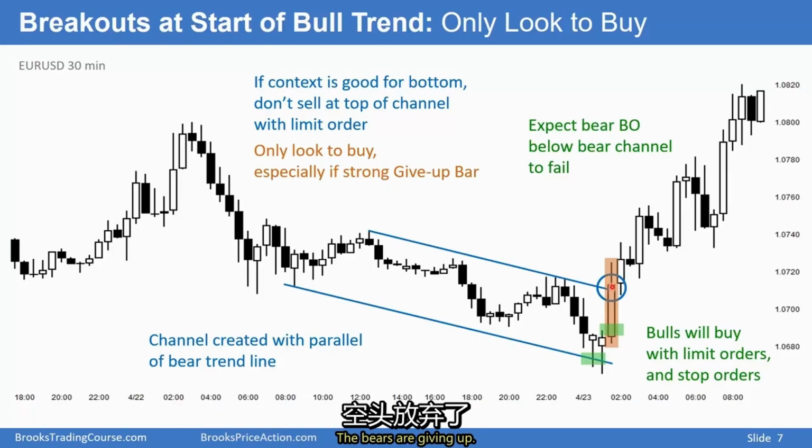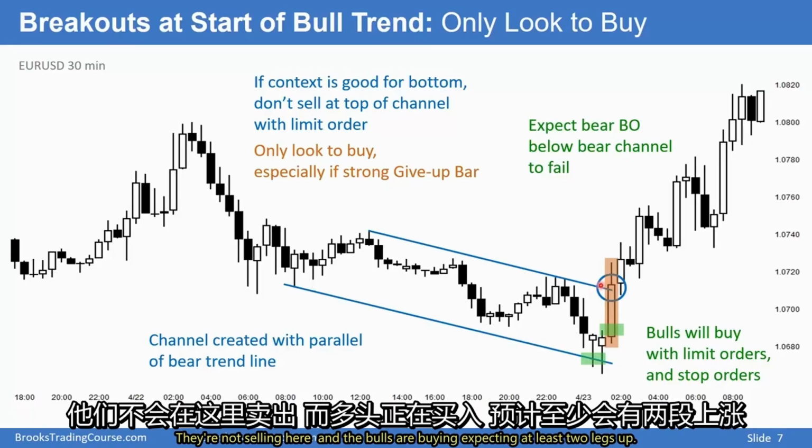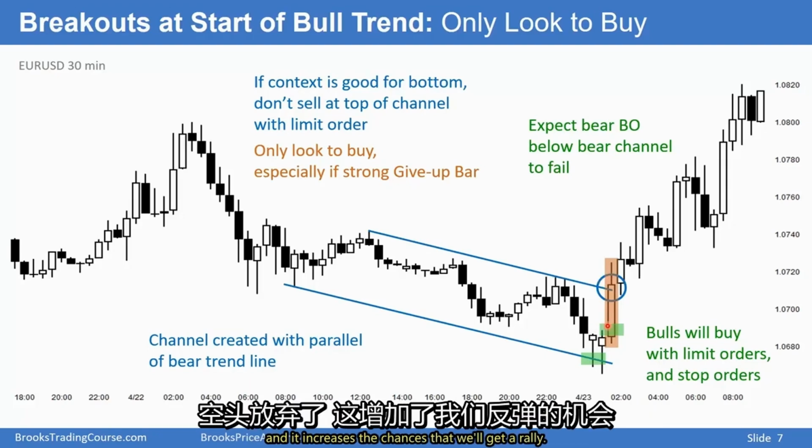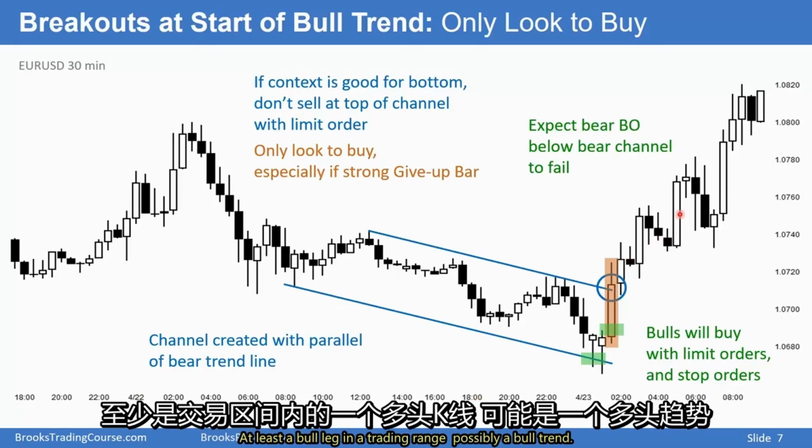The bears are giving up. They're not selling here, and the bulls are buying, expecting at least two legs up. A big bull trend bar early in a possible trend. It's a give up bar. The bears are giving up, and it increases the chances that we'll get a rally, at least a bull leg in a trading range, possibly a bull trend.